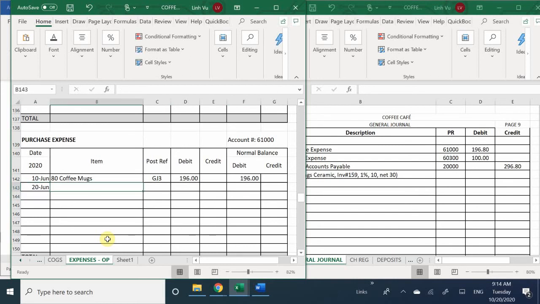How many coffee mugs did we buy? 80. General journal. What number? 9. Did you say 9? And how much was my expense for? 196.80. Okay. Bringing in my new grand total to be 380. No, 392. $392.80.